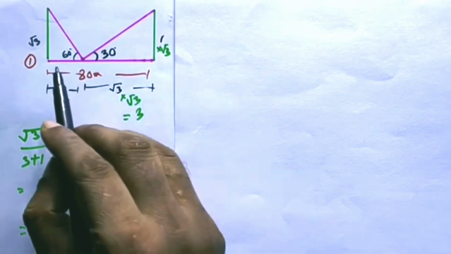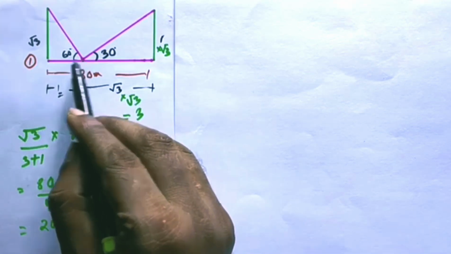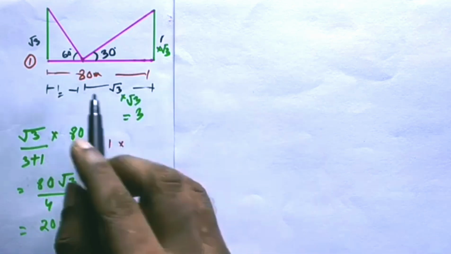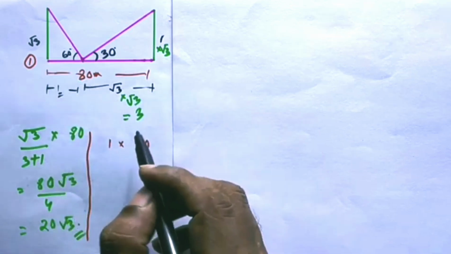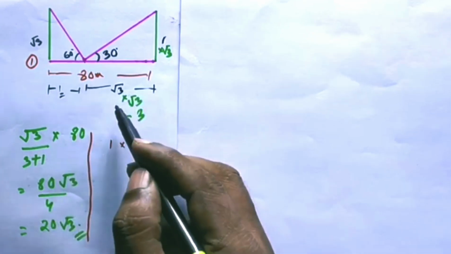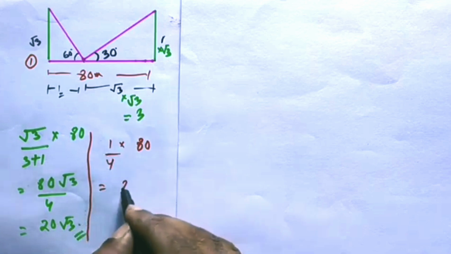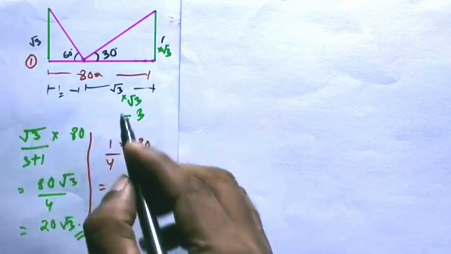Again we have to find out the distance of this point from the poles. So we take it as 1. So the ratio is 1. Value given is 80. And the values ratio is 3 plus 1, which is 4. So it is equal to 80 by 4, which is 20 meter away from the first pole, this is the first case.